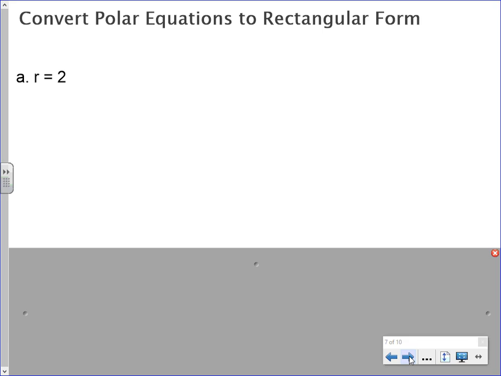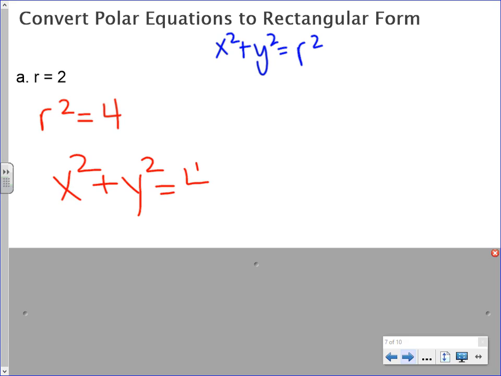Okay? Now, do we have an equation that relates r to x and y? What is it? X squared plus y squared equals r squared. Right? So, in this case, we know that r squared is 4. And we know that r squared could also be written as x squared plus y squared. Hey, guess what that is? A circle with center 0, 0, radius 2.